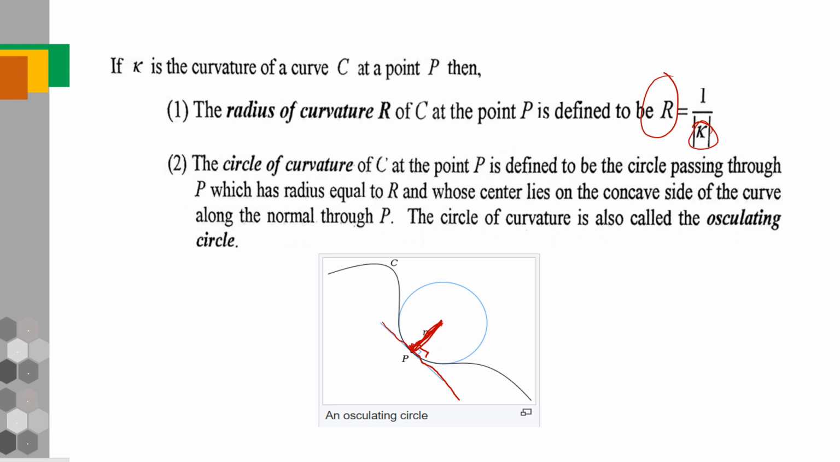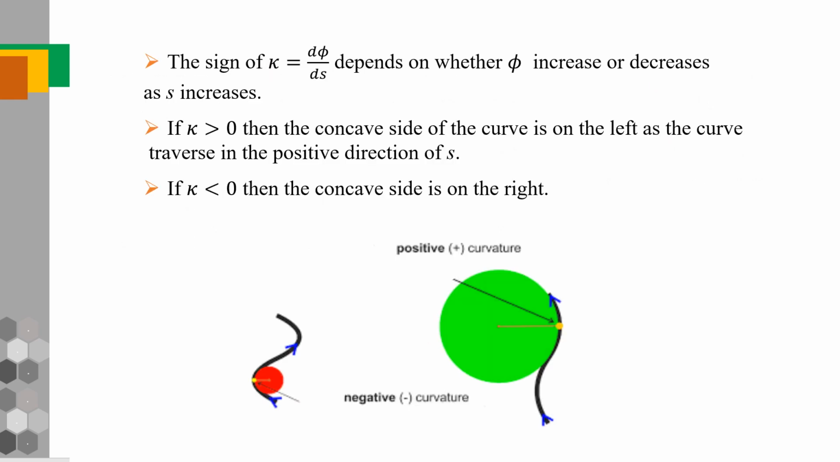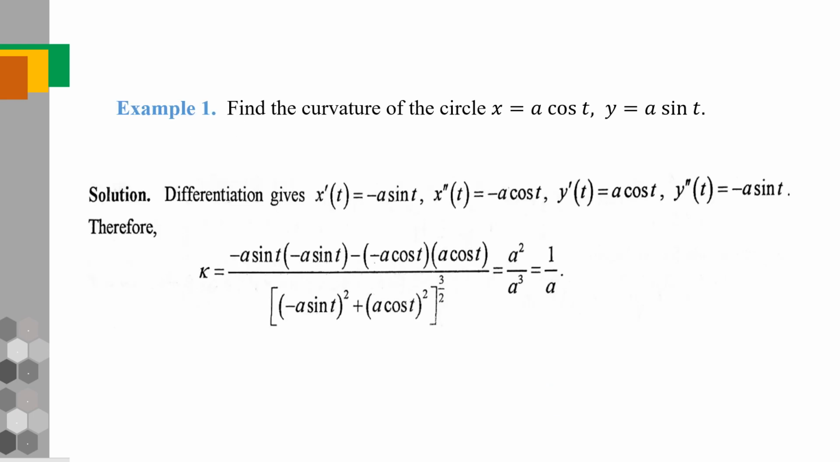So the circle of curvature is also known as oscillating circle. Okay, so say for instance, given tayo is x equals a cosine t and y equals a sine t, where a is a real number. Okay, so what we have to do is to find the curvature of the circle.